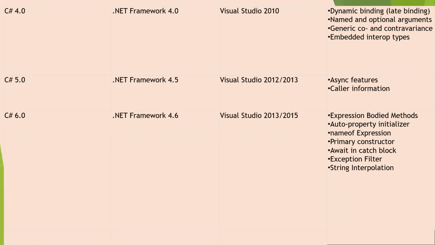In a similar way, we have await in the catch block. This is nothing but another feature which comes in C# 6.0. When you have an exception handling try-catch block, in the catch block you can write an await keyword to wait to execute some lines of code in the catch block.